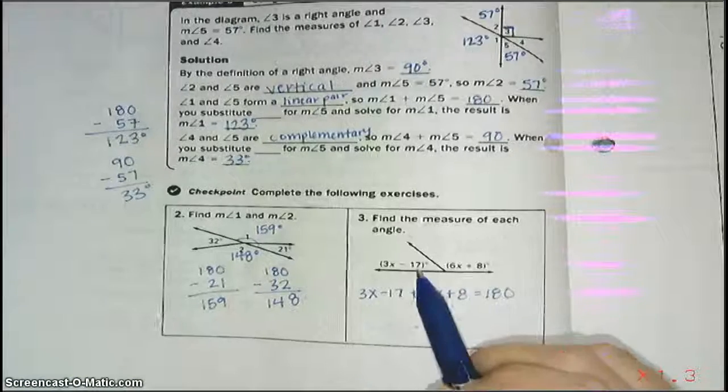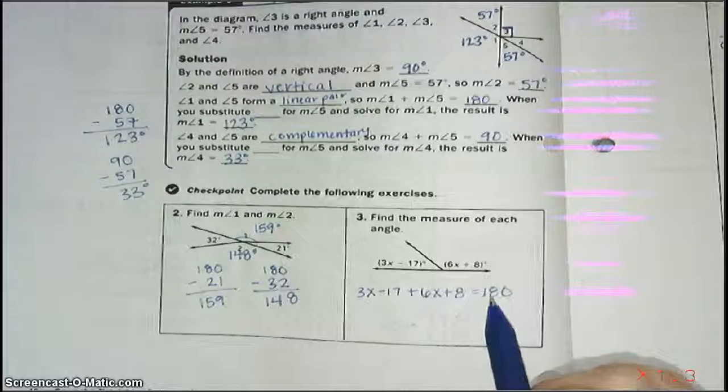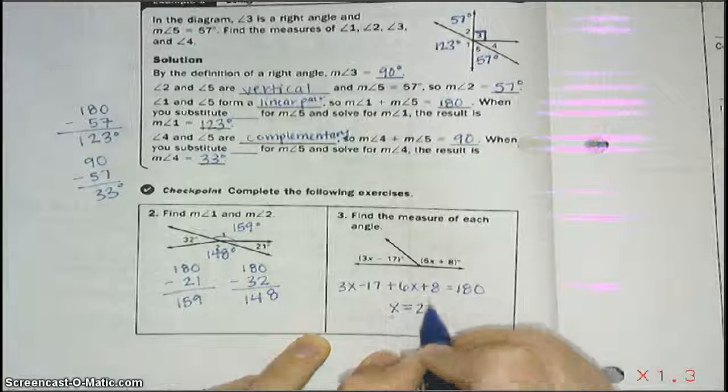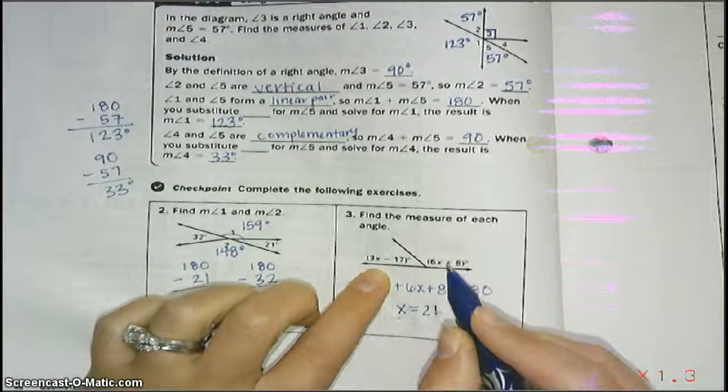The last set, these are linear pairs, which means that you can add up their angles to get 180. I'm running out of time, so I'll let you know that after you solve, you should get x is equal to 21. And then you can plug it back in to get these two angle amounts. Good luck.